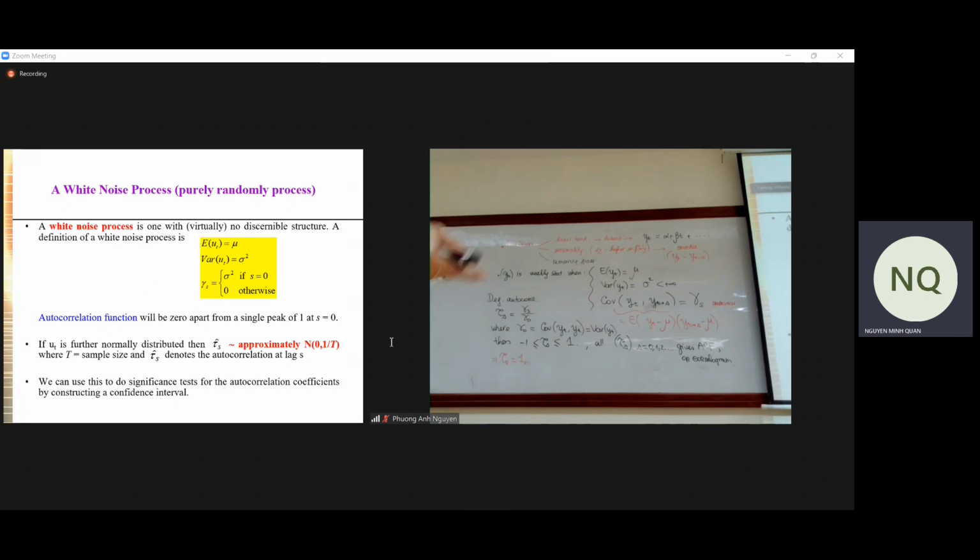So in this case, the ACF of the white noise process is equal to 0 all the time, except when s equals 0, where of course you get the variance. That's why it's not 0. So for the ACF of the white noise process, we have only the value 1 when s equals 0 and 0 everywhere else.